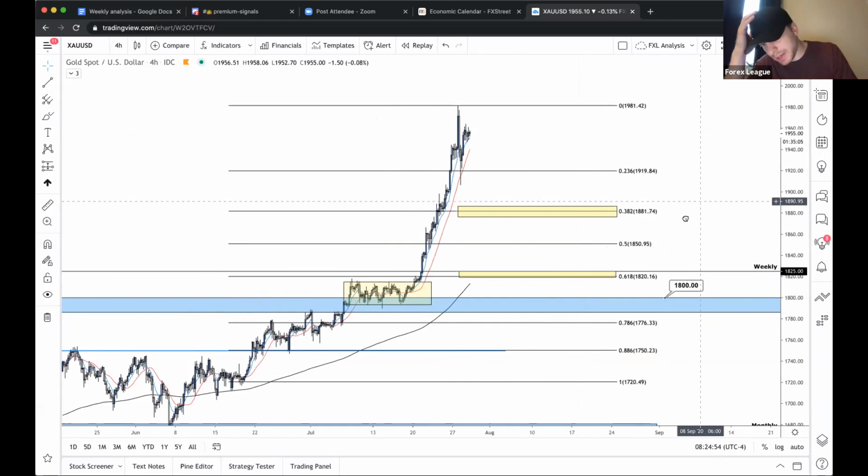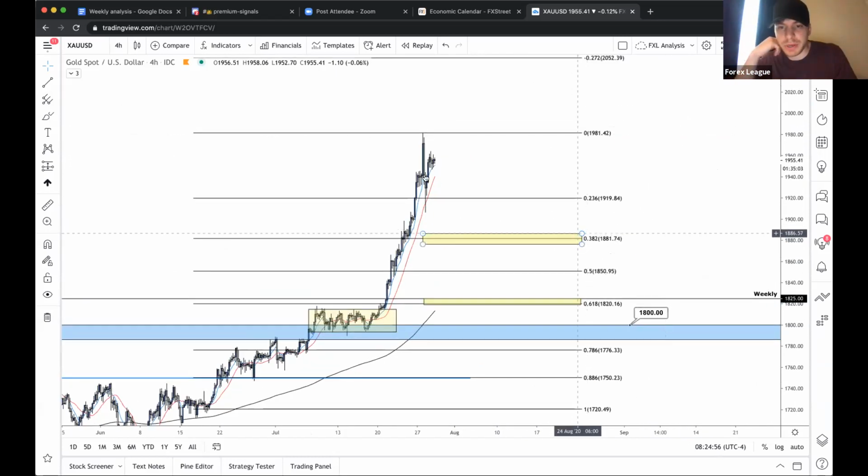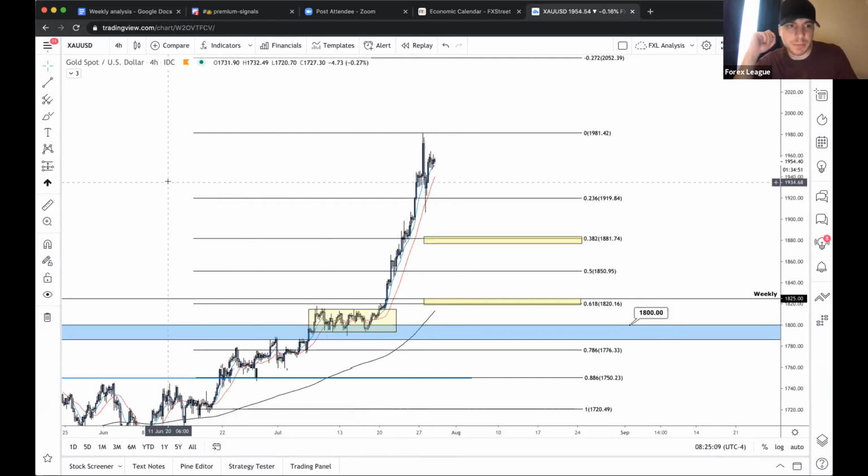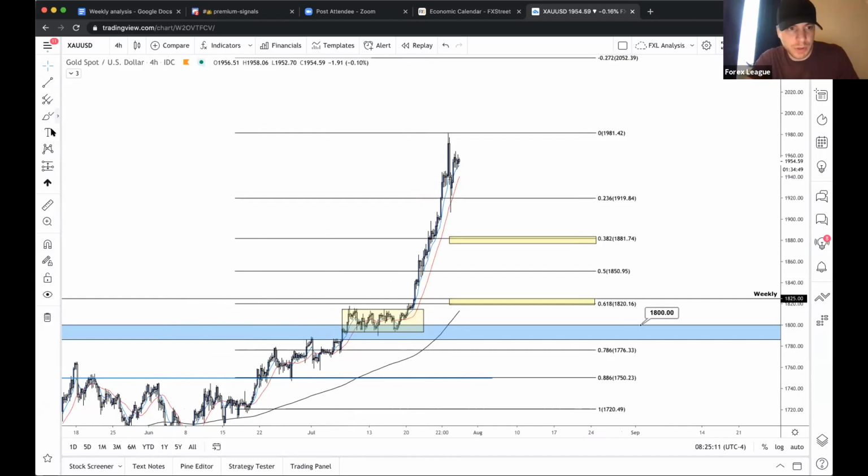Because again, guys, we want to get in on high probability trades. If you're taking any sort of trade up here around 1950, there's just more risk. There's just more unnecessary risk that could be avoided if you just wait. Just wait for a great setup, and patience. Patience gets rewarded.